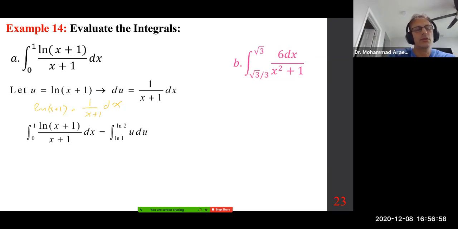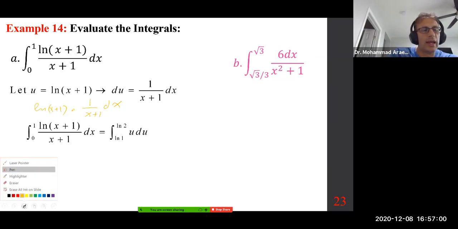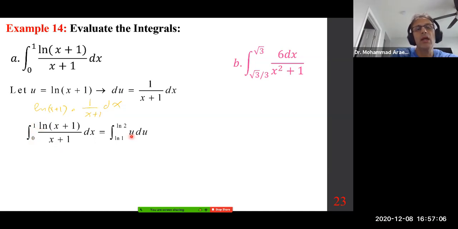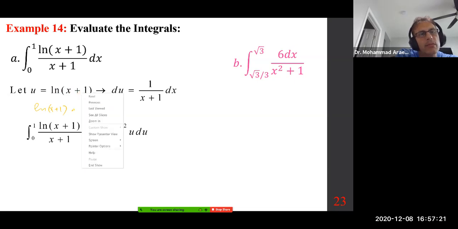Okay, so now one thing I want to add, class, you can stick with the original variables and original limits, go back to that, or the new limits. How do we get the new limits? So let's plug in 0 into this. Plug in 0, you get ln of 1. Okay. Now plug in 1, you get ln of 2.